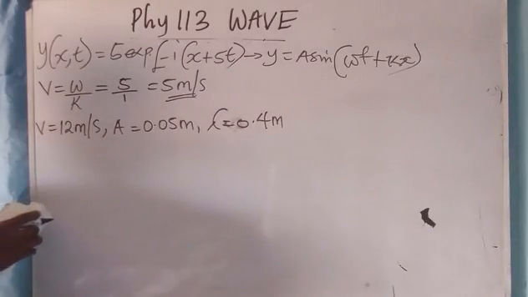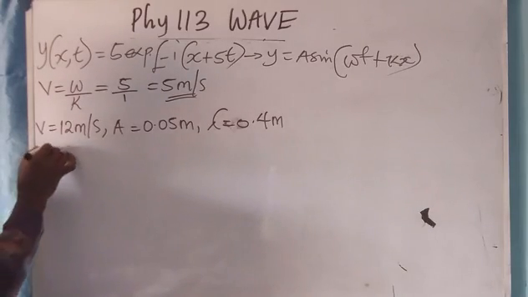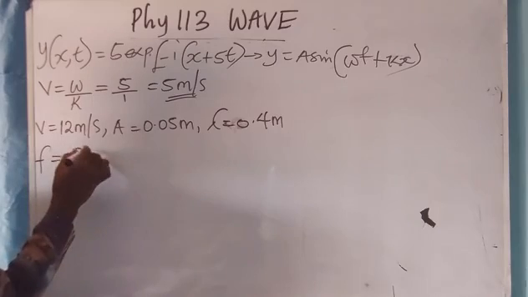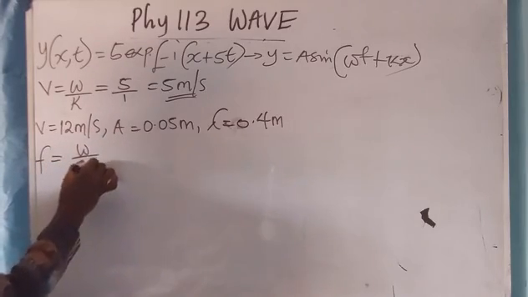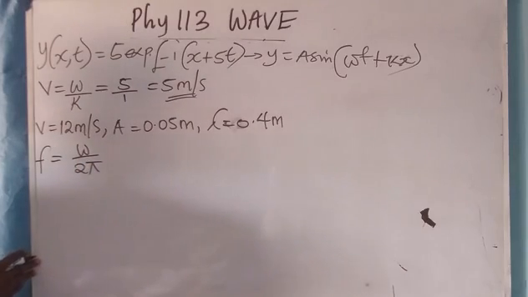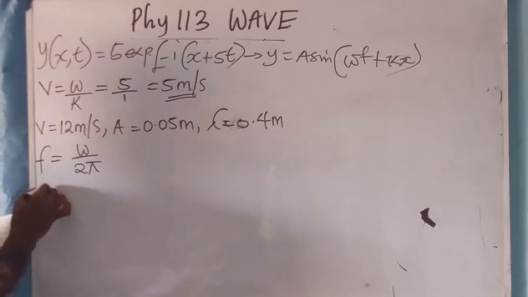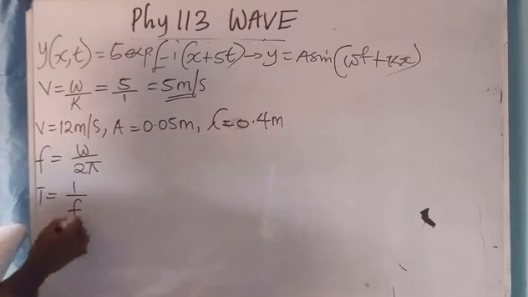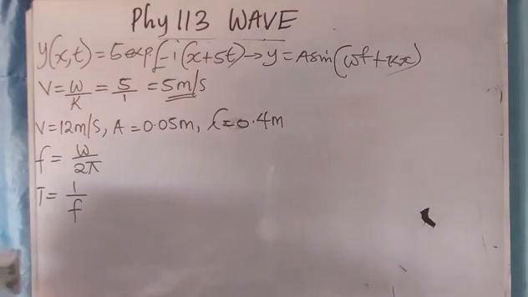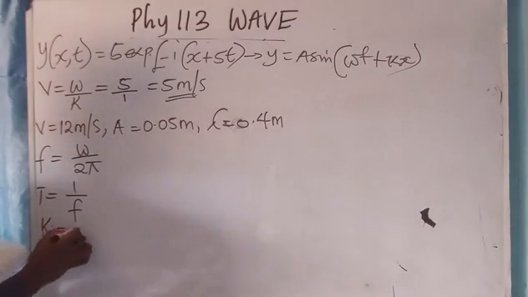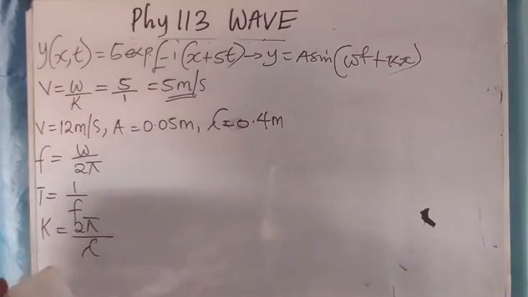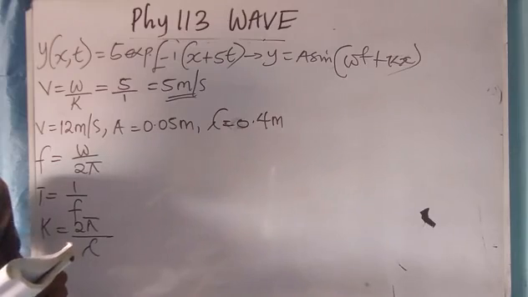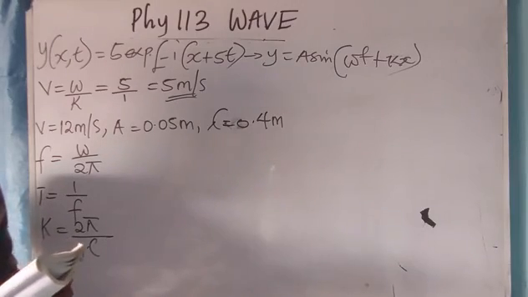Very, very easy. To calculate the frequency, I told you guys that frequency is w over 2 pi. To calculate the period, you say period is 1 over f. Then to calculate the wave number, you say k equals 2 pi over lambda. Just follow it step by step and you understand it. So let's start solving. Find the frequency.